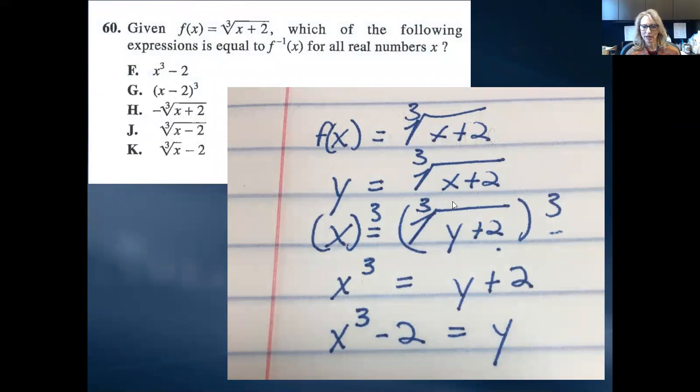To solve for y, we've got to get rid of this cube root. We're going to cube both sides. So we're going to get x cubed equals y plus 2. And then to get y by itself, we've got to subtract 2 from both sides. So we're going to get y equals x cubed minus 2. And we see that right there on F.